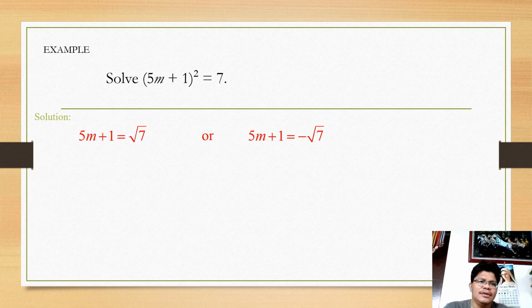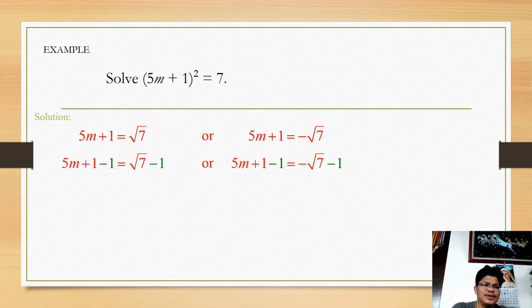So, we're going to combine positive 1 to the right, and that is by applying the subtraction property of equality, or simply transfer 1 to the right. So it becomes 5m plus 1 minus 1 equals square root of 7 minus 1, or 5m plus 1 minus 1 equals negative square root of 7 minus 1. The reason is to cancel or eliminate 1 on the left. Now, the resulting equation becomes 5m equals the square root of 7 minus 1, or 5m equals negative square root of 7 minus 1.